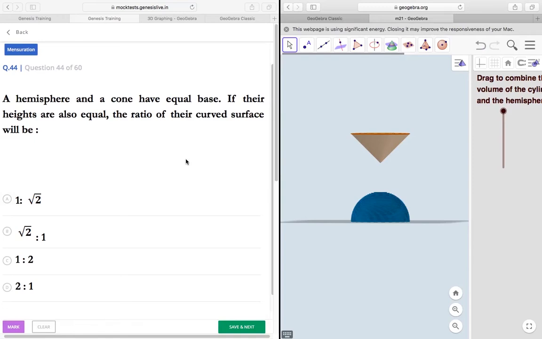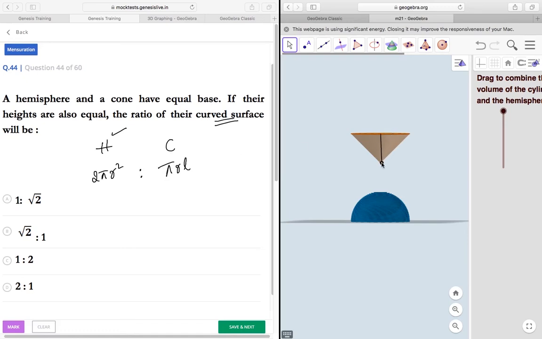A hemisphere and a cone have equal base. If their heights are also equal, and the base diameter is also same, then the ratio of the curved surface area. So we are talking about curved surface area of a hemisphere and a cone. So what's the formula for this hemisphere? It is 2 pi r square, curved surface area, and for cone it is pi r l. We need the ratio between these two.